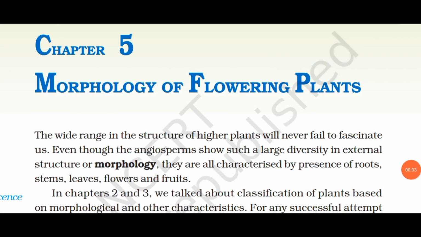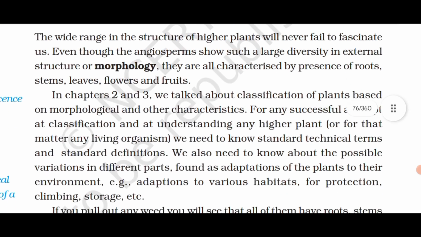Chapter 5: Morphology of Flowering Plants. The wide range in the structure of higher plants will never fail to fascinate us, even though the angiosperms show such a large diversity in external structure or morphology. They are all characterized by the presence of roots, stems, leaves, flowers, and fruits.